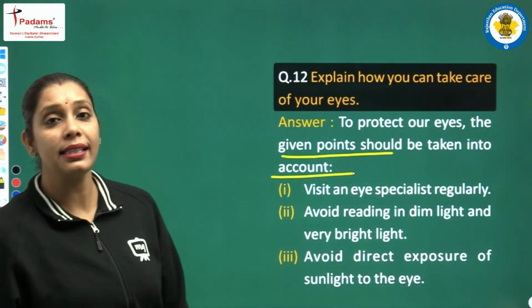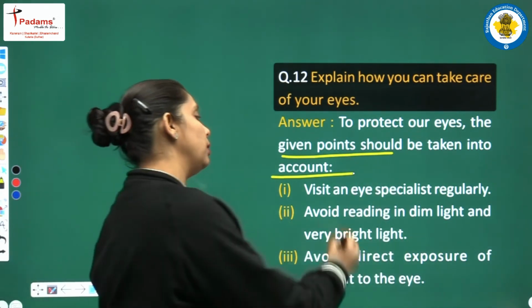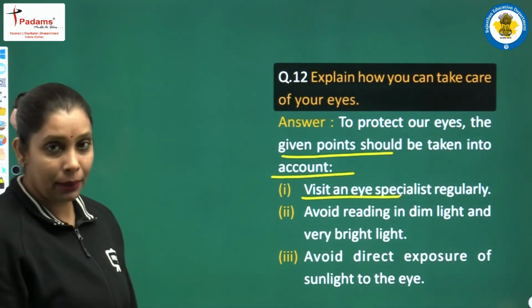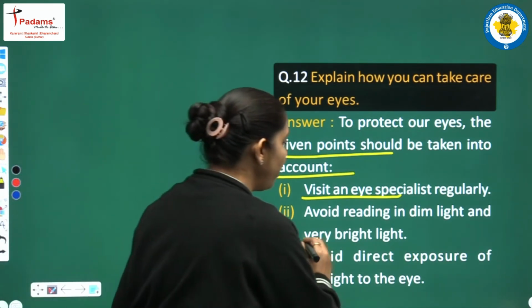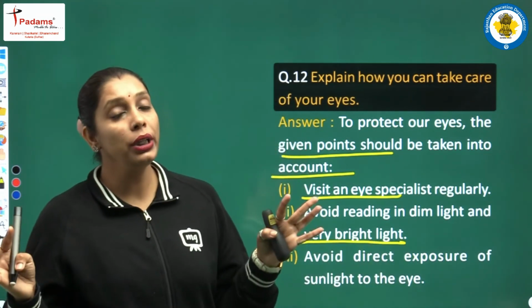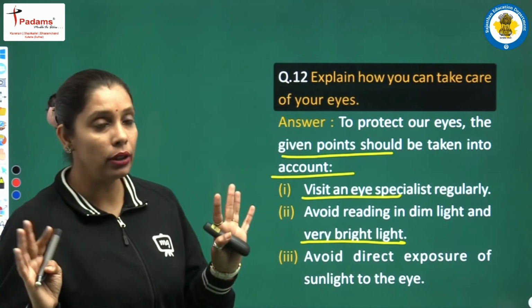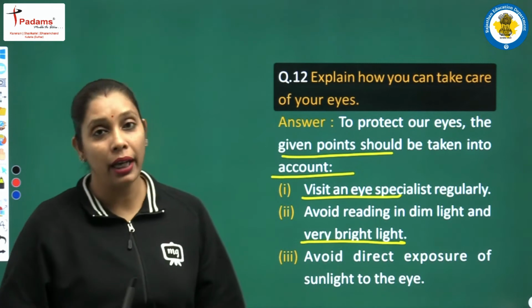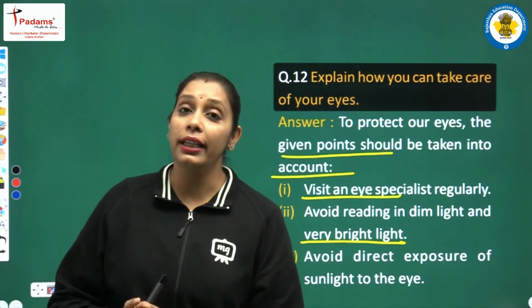First one, visit an eye specialist regularly. Clearly. ठीक है? Avoid reading in dim light and very bright light. बहुत कम लाइट में और बहुत तेज़ लाइट दोनों ही हमारी आँखों के लिए हार्मफुल हैं. Avoid direct exposure of sunlight to the eye. Yes, सीधे सन को नहीं देखने का है.